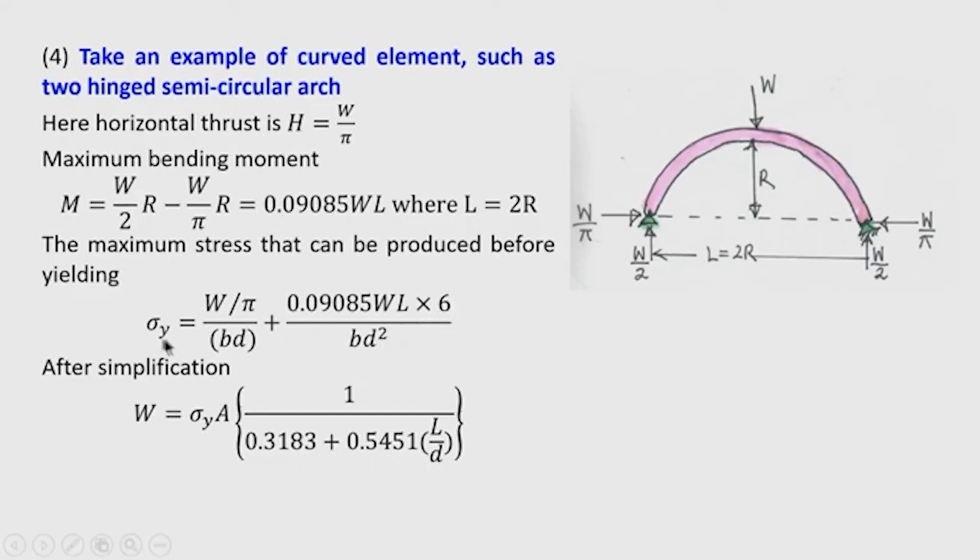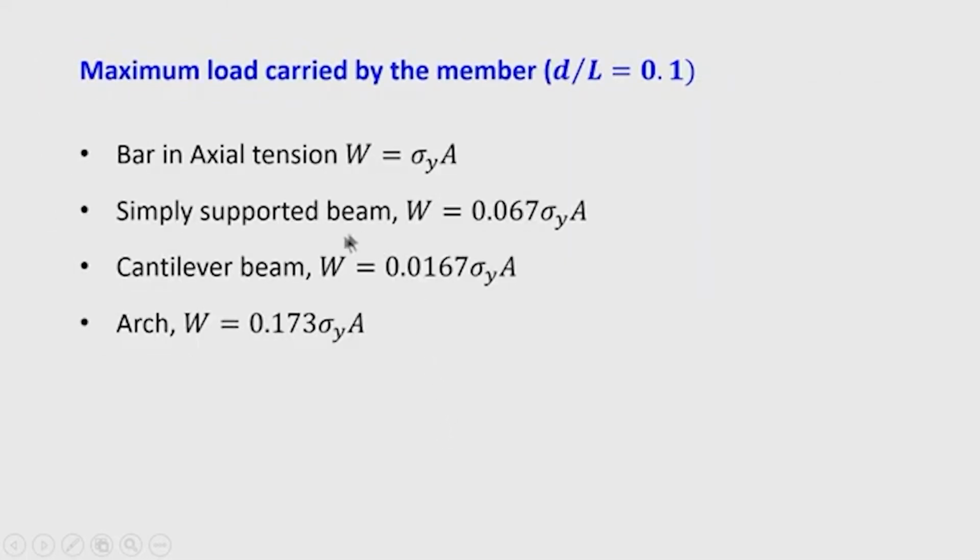After simplification and arranging this term, we now obtain W equal to sigma y into A, then a factor that is 1 by (0.3183 plus 0.5451 L by D), where L is the span of the arch and D is the depth of the section. Now, generally span is large compared to the depth of the section, so the L by D ratio is generally large, because D is small compared to L. Now, let us take this D by L as 0.1.